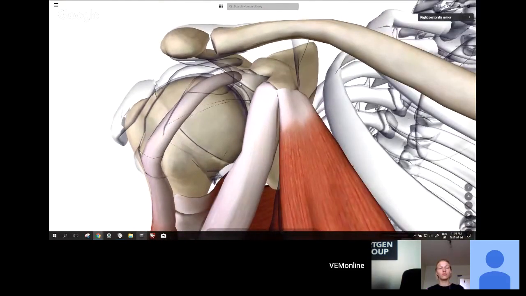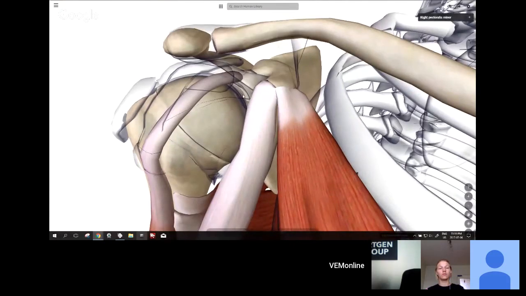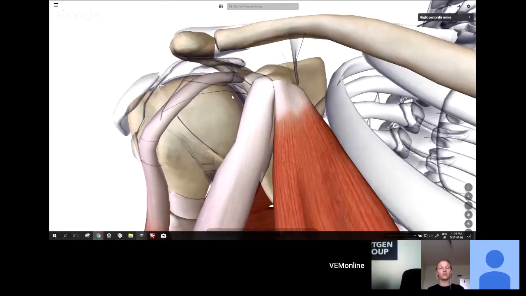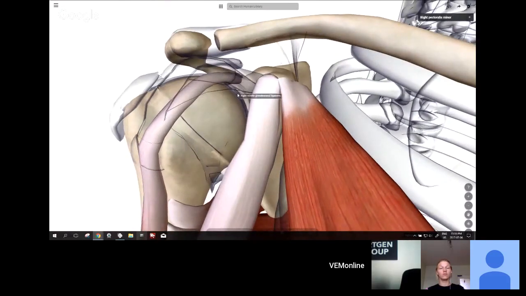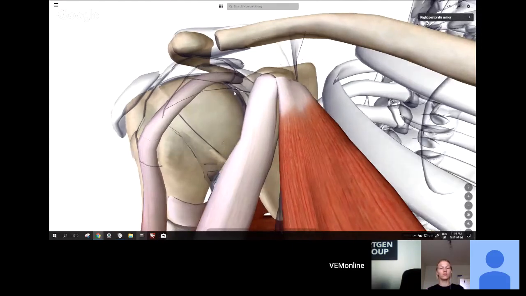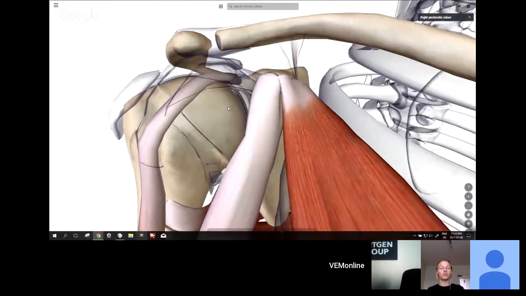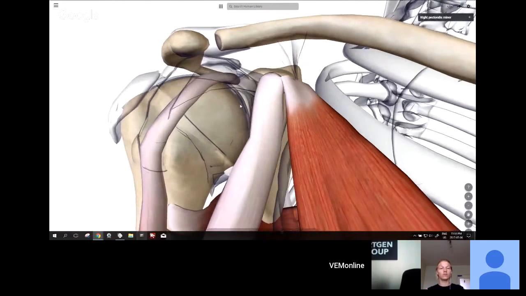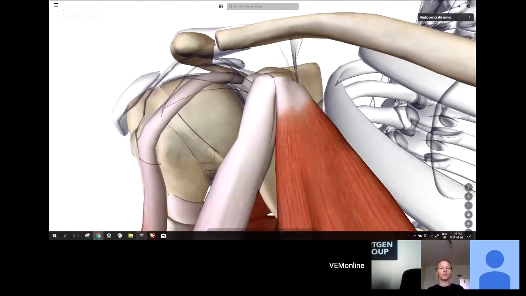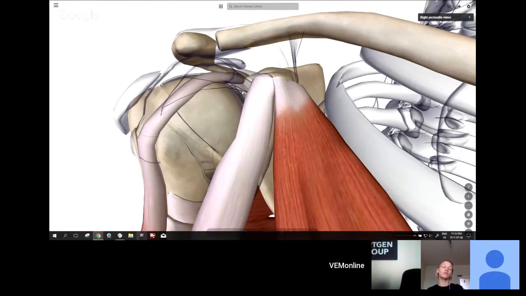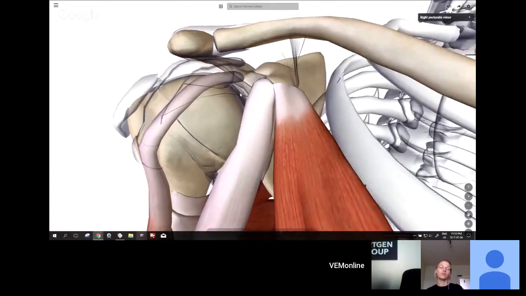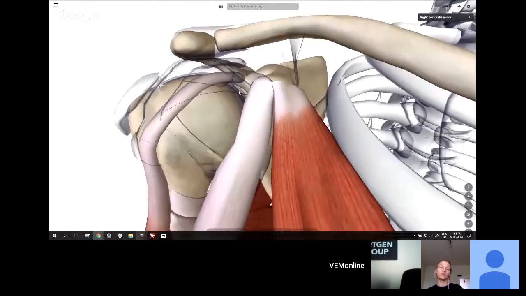That's the fossa, the attachment for the humeral head, so we can have all these three-dimensional movements of the shoulder. That's the cup part of the glenohumeral joint, and the long head of the biceps attaches right at the top of that glenoid fossa, and we can see that here. Very good.